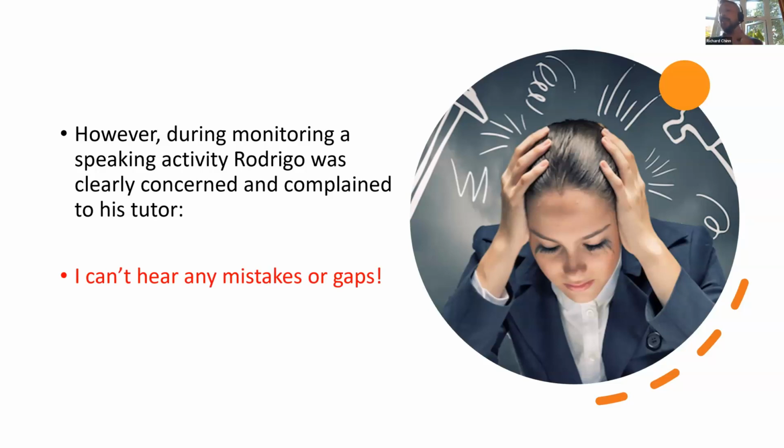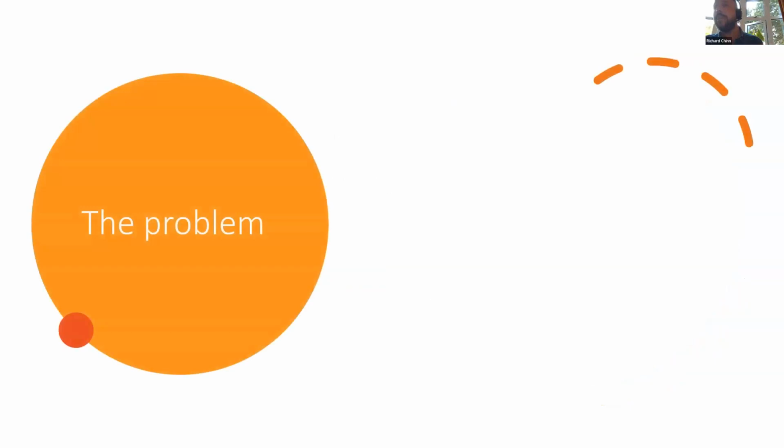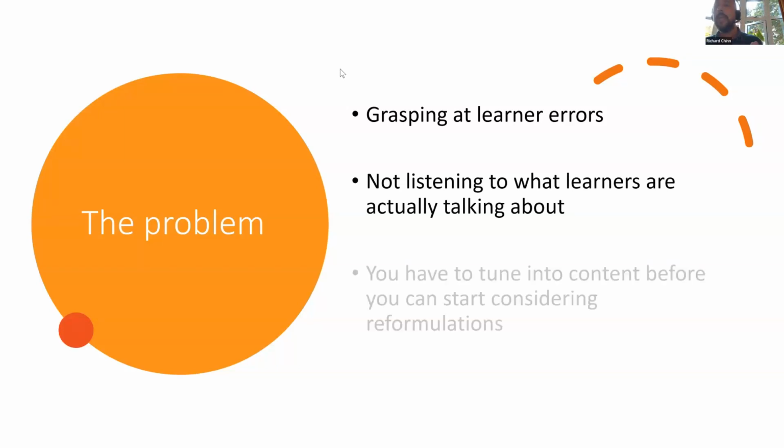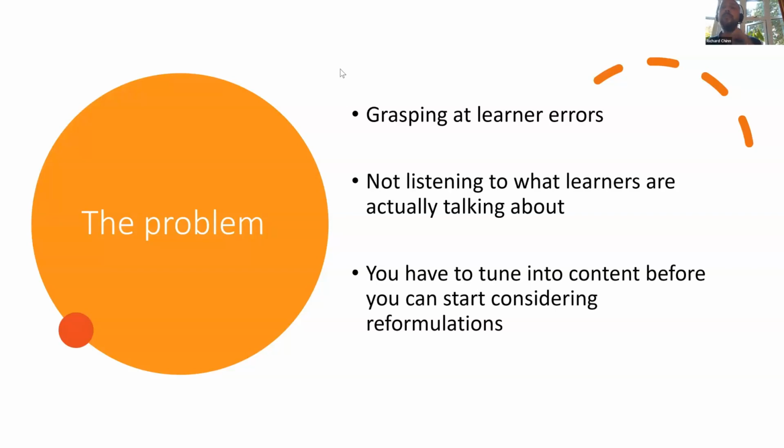And that's the problem. We had talked about how to help learners in responding, but maybe what I hadn't done in this particular course was to spend long enough thinking about what you do before you start looking at mistakes and gaps. So the problem is, and I think we've all been there when we've been doing feedback to lessons, that it can be very easy to grasp at language and not really listen to what the learners are actually talking about. So you have to tune into the content before you can start considering what reformulations you give to the learners.